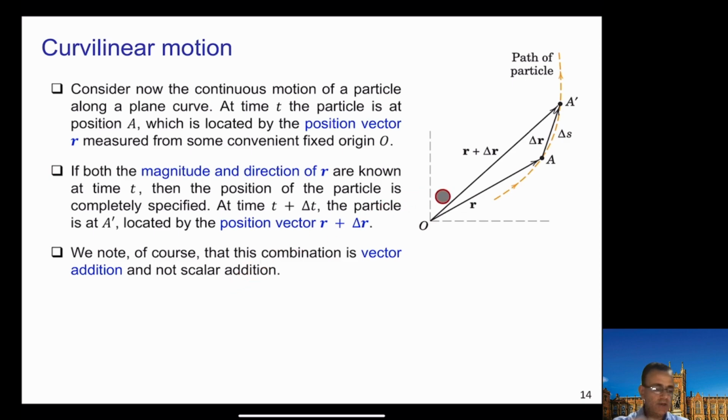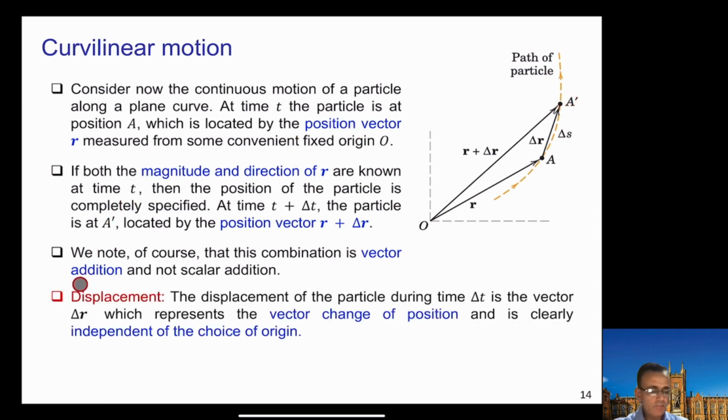As you can see in this figure, the position vector of A dash is r plus delta r. But this addition is a vector addition. This r here is the position vector of A, and then you have delta r, which is again a vector from A to A dash. When you add these two vectors together using the head to tail rule, you will get this r plus delta r vector, which is the position vector of A dash.